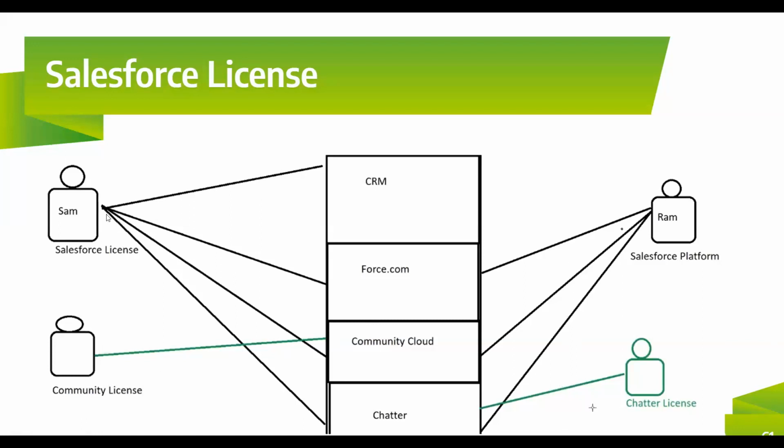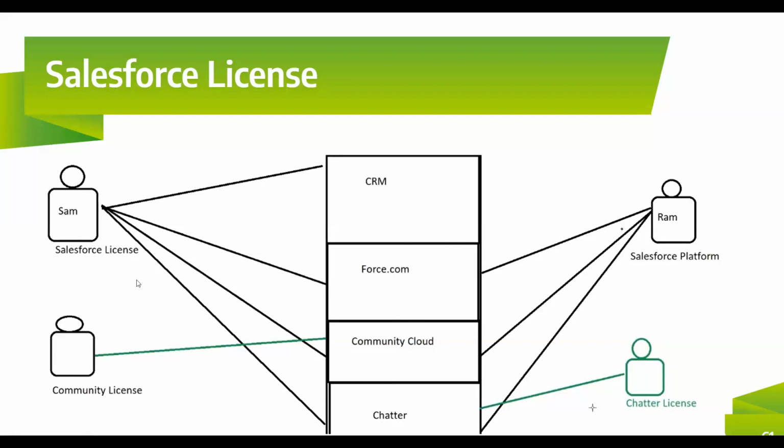Now, say for example, there is a user called Sam, another user called Ram, likewise Vishnu and Kasi. Likewise, we have different users here. Now, what are the platforms that we have? We have the CRM platform, Force.com platform, community cloud, and chatter cloud, right?